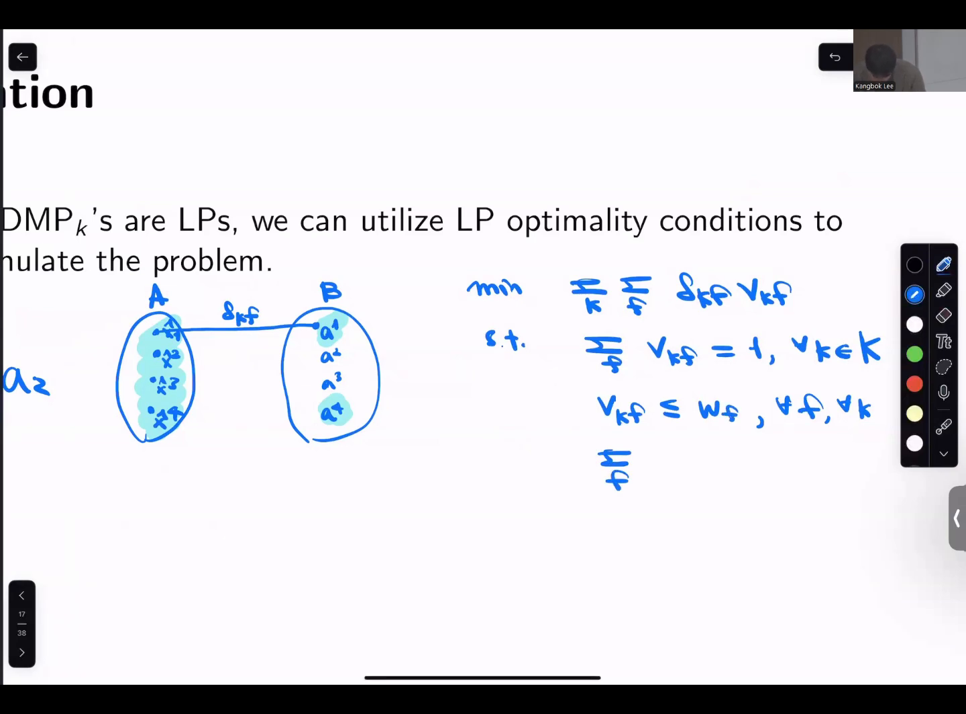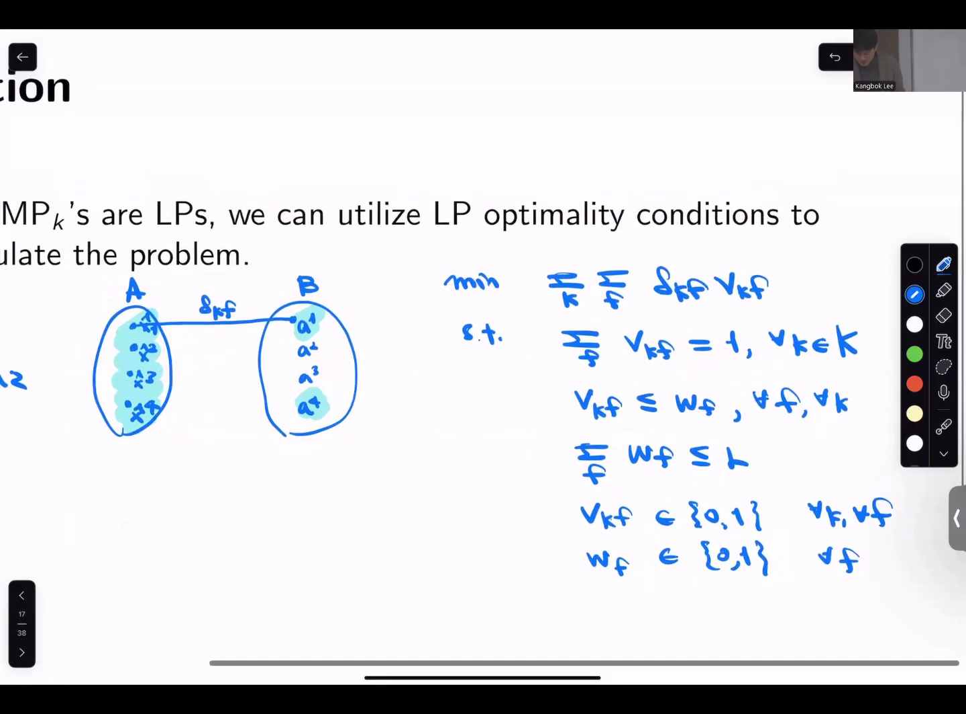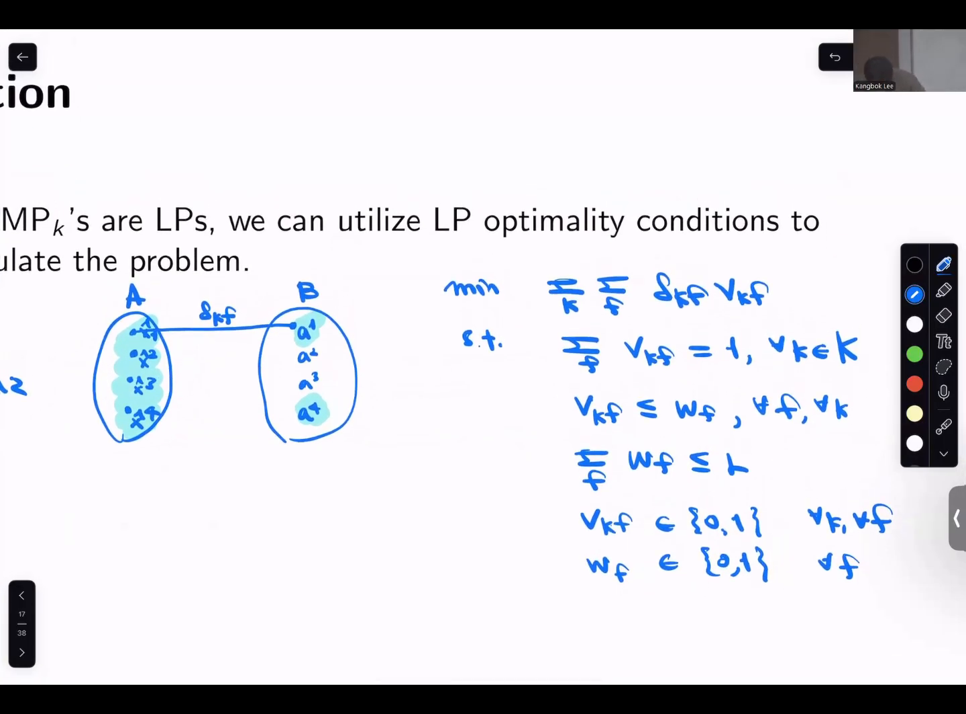Oops, this is f. Okay. Okay. And my v and w are decision variables.